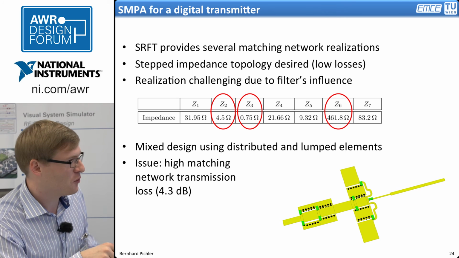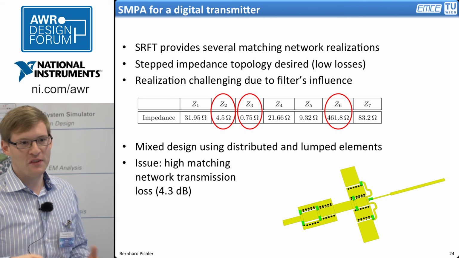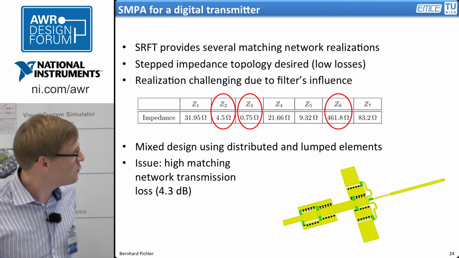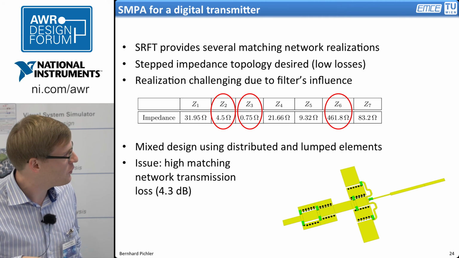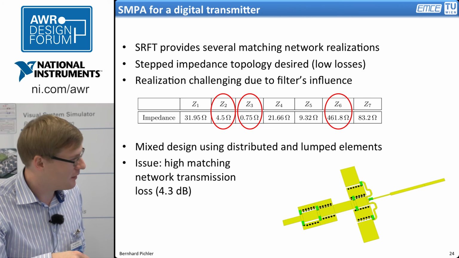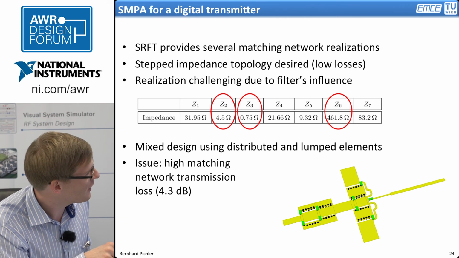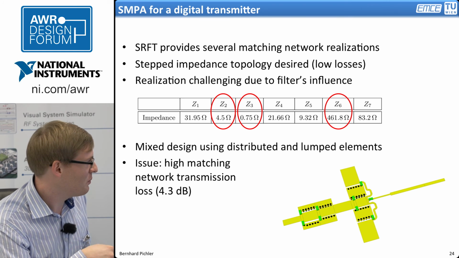And this is not possible to do with transmission lines. So for a first proof of concept, I tried a mixed design and added some capacitance to the lines to realize very small wave impedance and added inductors to realize the high ones. And this works perfectly well, but you add some losses.